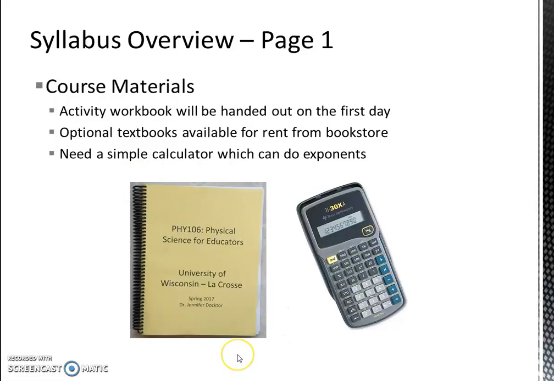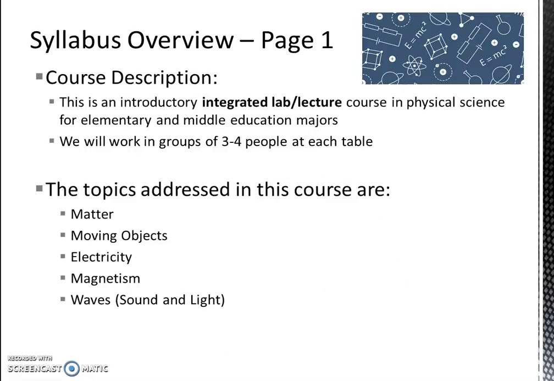There are a couple of supplementary textbooks available to rent in the bookstore. I will not be giving you any assignments out of those, but you can use those as an additional resource if you want to. You will also need to have a simple calculator, which can do basic arithmetic, also exponents. Cell phone calculators are okay when we're doing class activities, but will not be permitted during quizzes and exams.